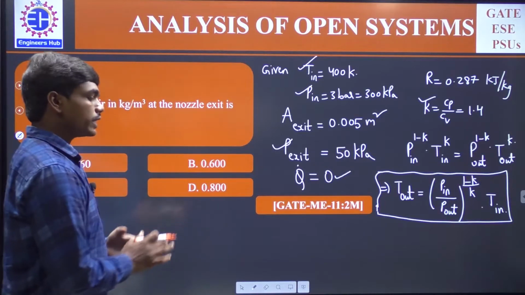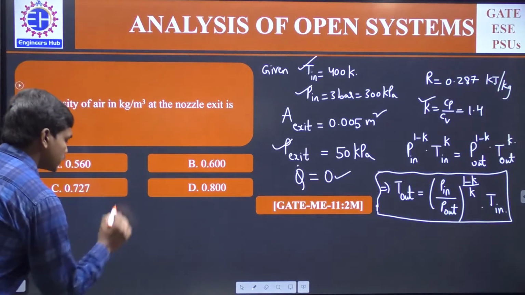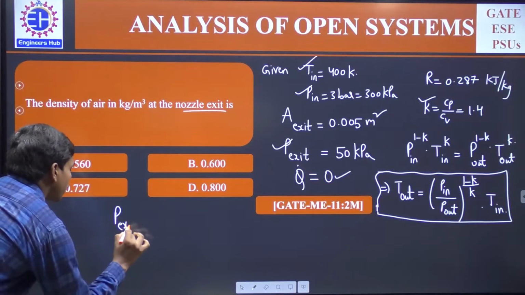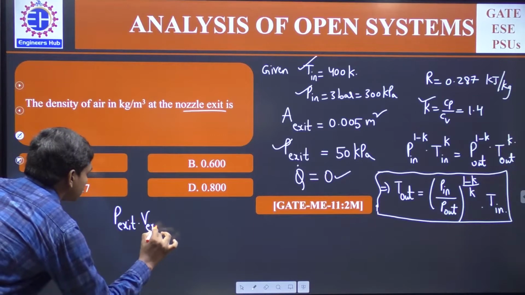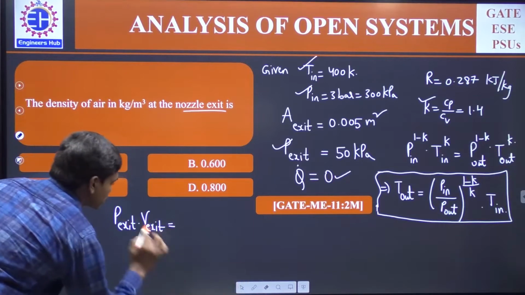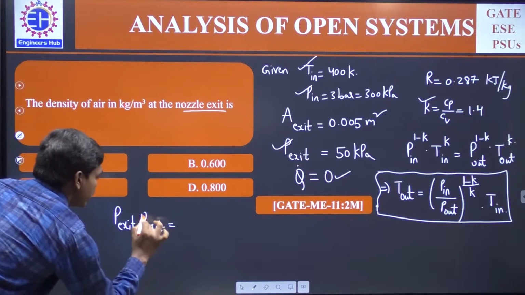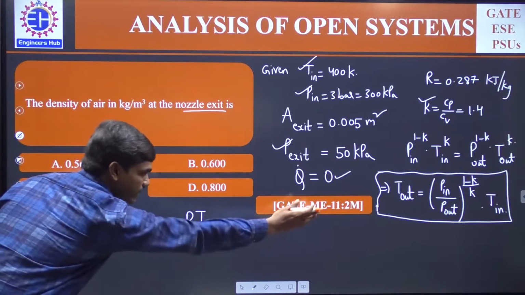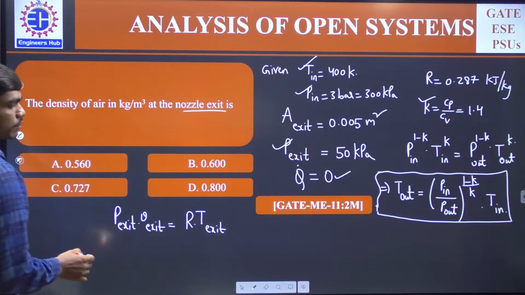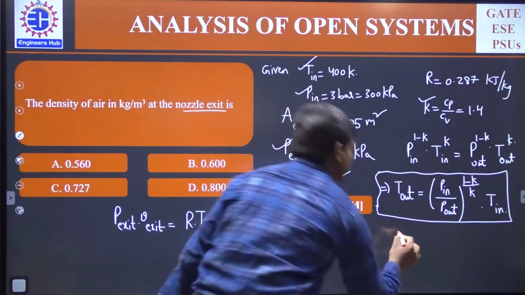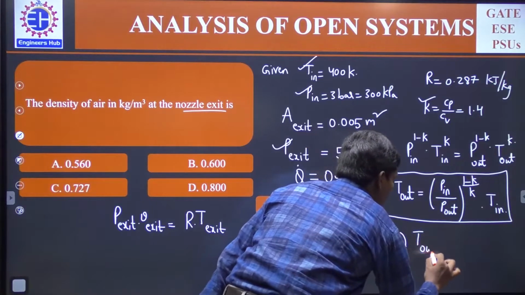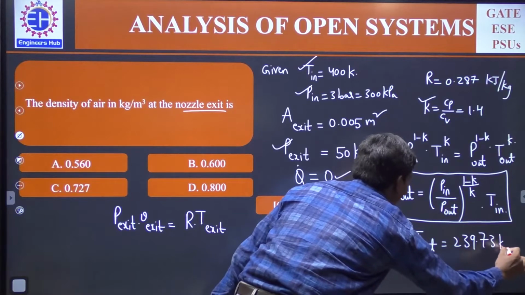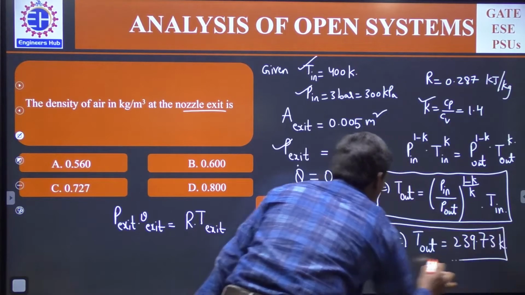Okay, so now once you get T out, let us apply the ideal gas equation at exit, because they want the value at the nozzle exit. So P exit into V exit is equal to R into T exit, where V corresponds to specific volume, and you are getting the T exit value here as T out. Okay, 239.73. So if you get T out as 239.73, I'm trusting you, so I'm putting it as 239.73 Kelvin. Now see here, you can calculate the specific volume out of this.